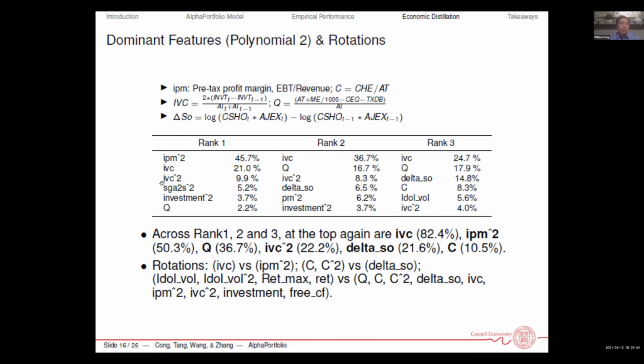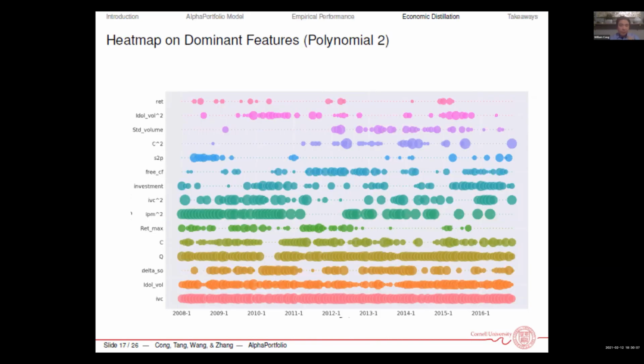IVC here is inventory change, scaled by total assets. And it turned out that it's related to an accounting paper published in 2001, but it hasn't been traded away much. We can also see rotations between market signals and firm characteristics. By market signal, I mean price or daily volume inputs, things like that, maximum return, daily return. These are just different features, and how important they are throughout the test period.